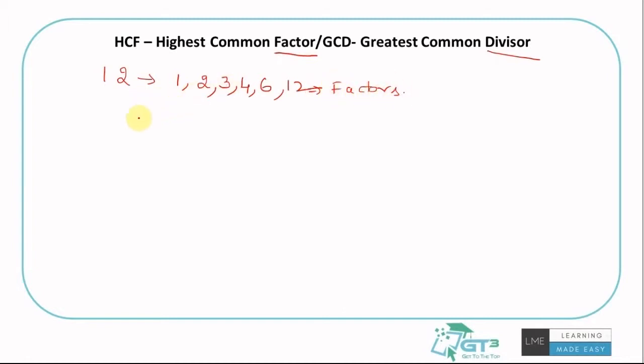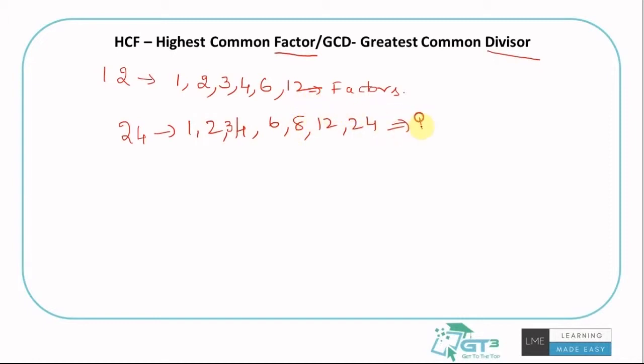So let's say I have one more number like 24. What would be the factors of 24? 1, 2, 4, oh, 3 as well. 3 eights are 24, 4 sixes are 24, 6 fours, 8 threes, and then 12 twos are 24, and 24 as well. 24 ones are 24.